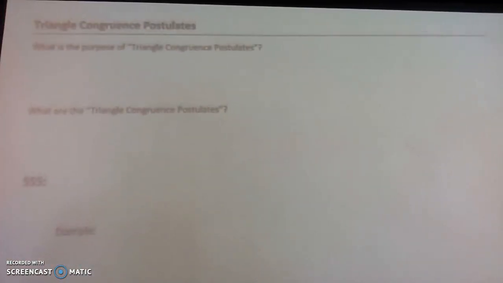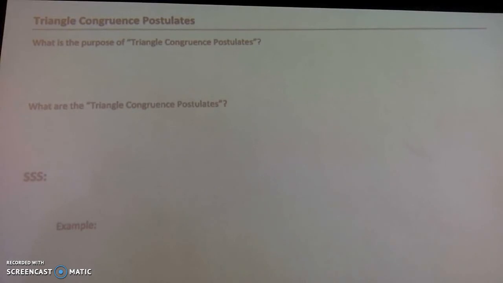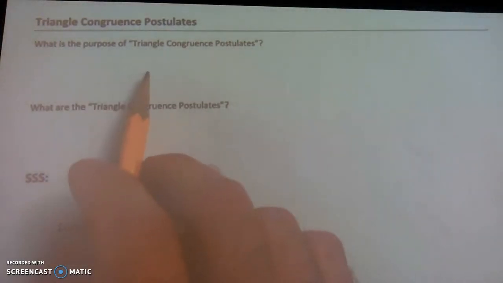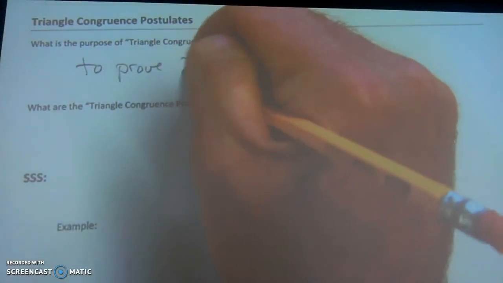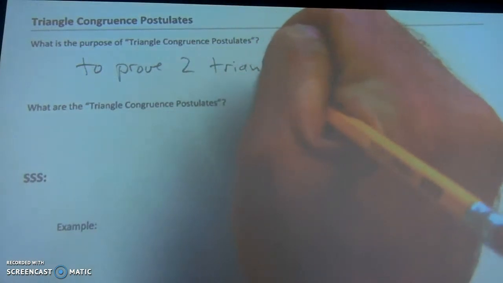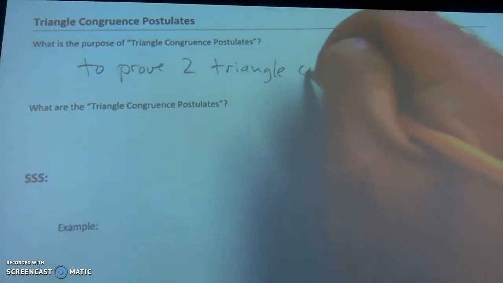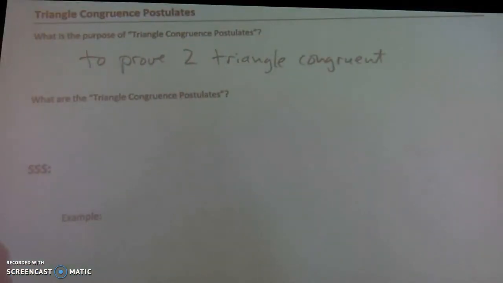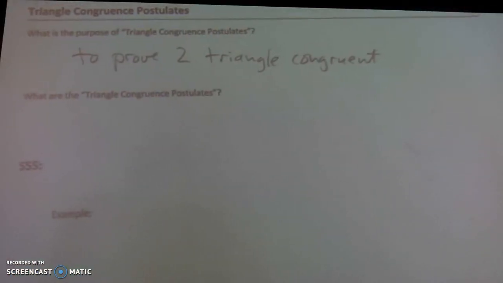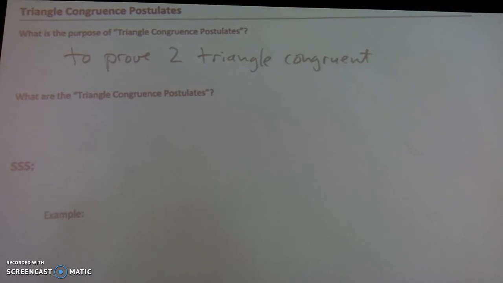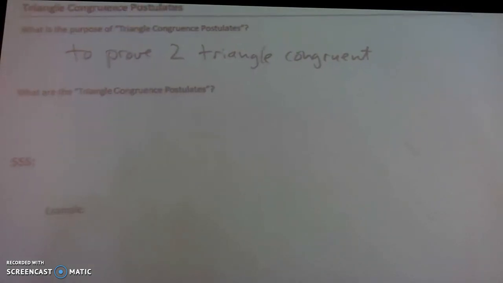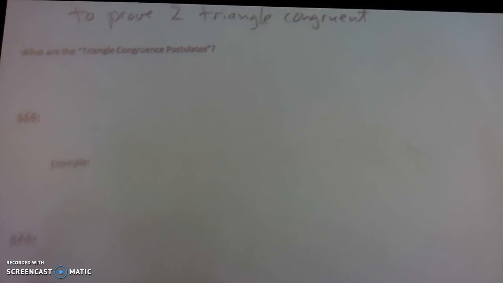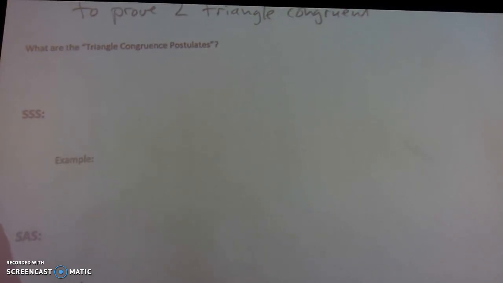All right, these are triangle congruence postulates. So what's the purpose of triangle congruence postulates? It's simply to prove two triangles congruent. So it's a way to prove if two triangles are congruent to each other or the same. There's basically four types we're going to go through here, or four congruence postulates.